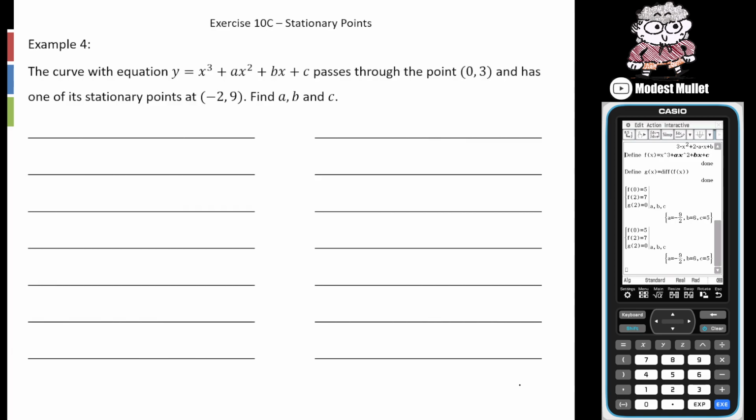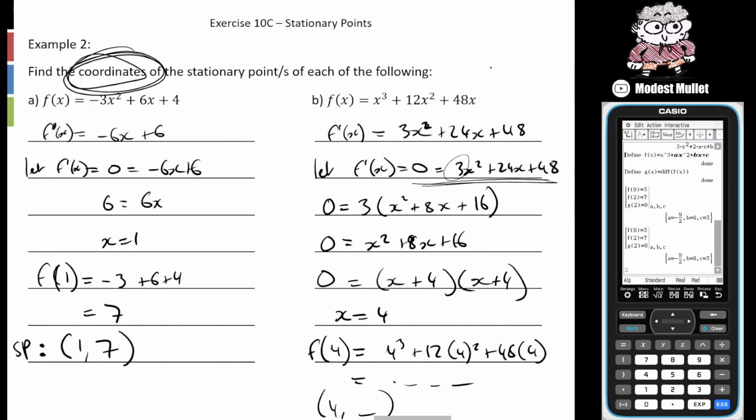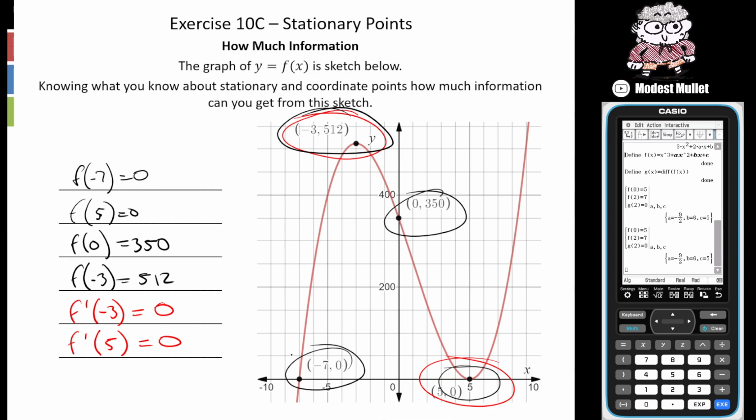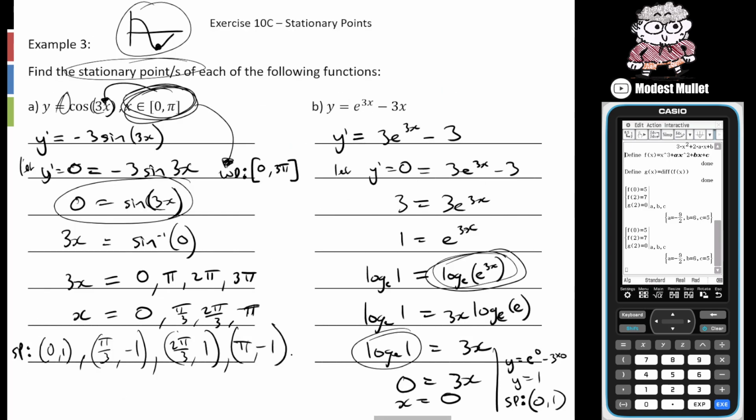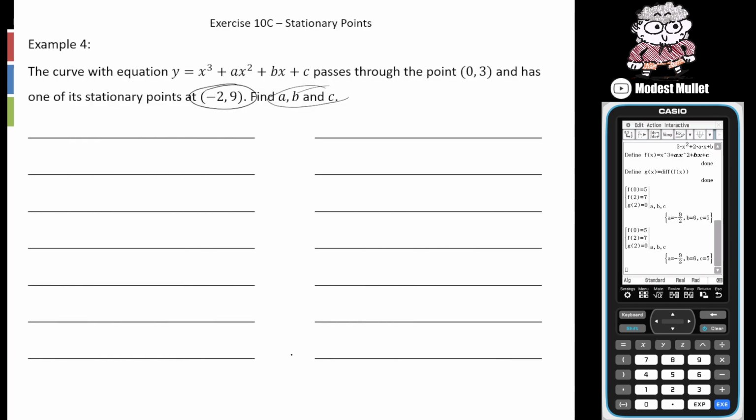Rightio, example 4. We have the equation y is equal to blah. It passes through the point 0, -3 and has a stationary point at -2, 9. Find a, b, and c. So this is a reading version of these graphs. How can we write this information in function notation so that we can make a bunch of equations and then solve? So this first one passes through 0, -3.